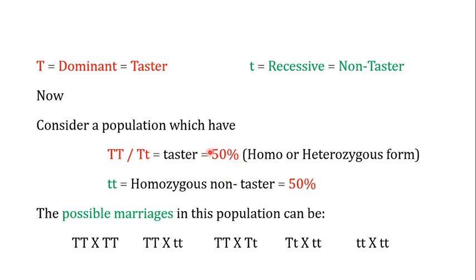So these individuals can have this particular genotype, or they can have this particular genotype. The non-tasters can only have one genotype, that is small t, small t, because we all know that in complete dominance the recessive allele only expresses itself in the homozygous condition. So the tasters can be in the homozygous or heterozygous conditions. The non-tasters are only in the recessive condition. Now, for the possible marriages in this population, you can cross a homozygous taster to a homozygous taster. You can cross a homozygous taster to a homozygous non-taster, and you can have many different options for possible marriages.